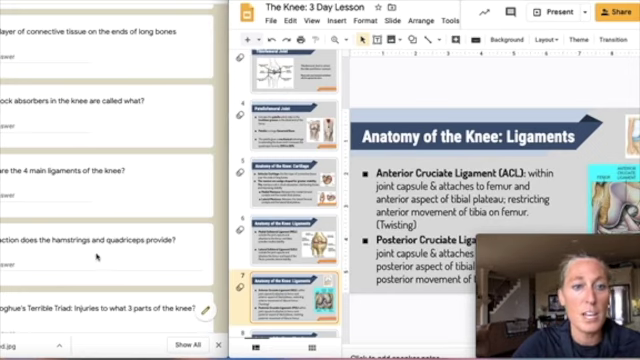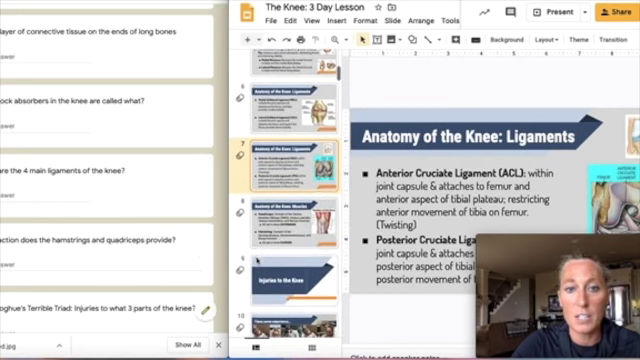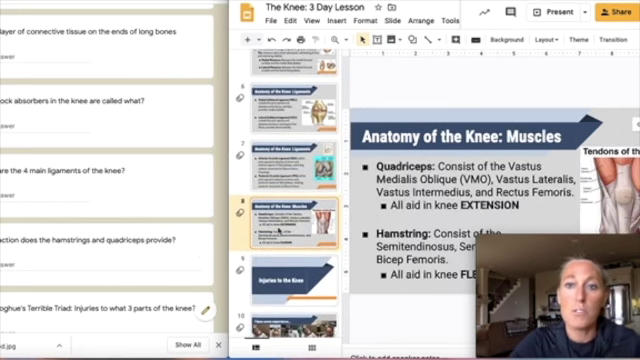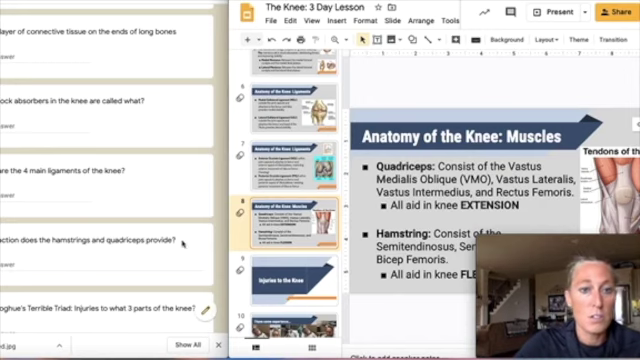What action do the hamstrings and the quadriceps provide? I believe muscles is our next slide that we can look at here. Quadriceps consist of the vastus medialis oblique, or the VMO, the vastus lateralis, vastus intermedius, and the rectus femoris. All aid in knee extension. Hamstrings all aid in knee flexion. We have the semitendinosus, the semimembranosus, and the biceps femoris.